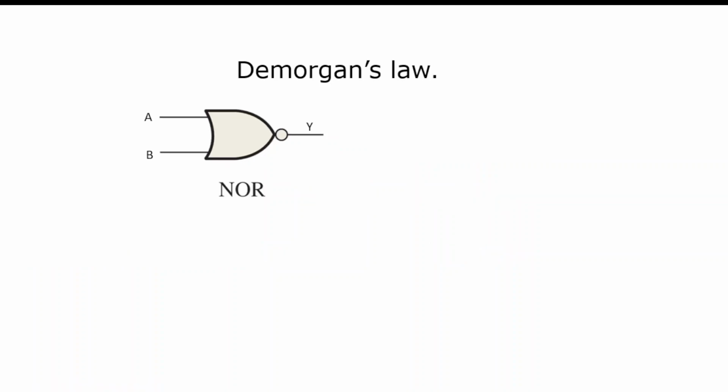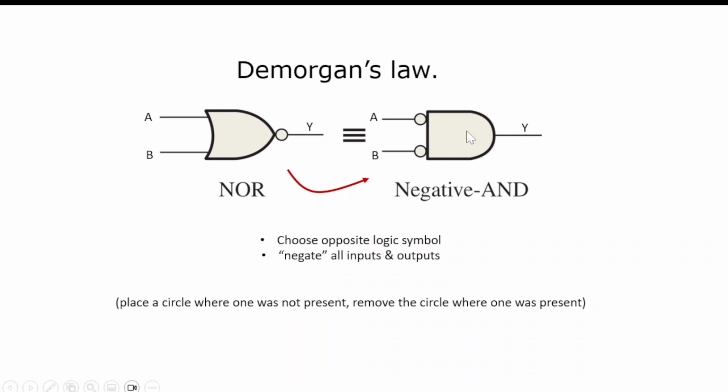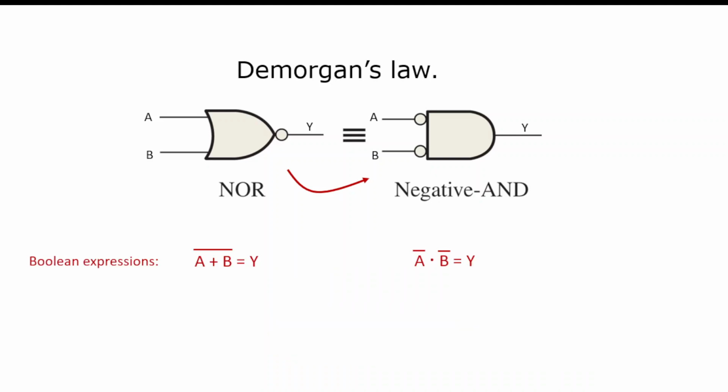Now here's a different example. This is a NOR gate. Now what's the De Morgan equivalent? Well, I'm going to have to sketch an AND gate first. And then I'm going to have to negate or sketch circles where there were none before and remove the circle where there is one presently. So that gives me a negative AND. I've got an AND gate. There is no negation on the output, but there is negation on each of the inputs. And again, we have A plus B over here with the line over both, and A dot B with individual negation lines over each of the inputs.